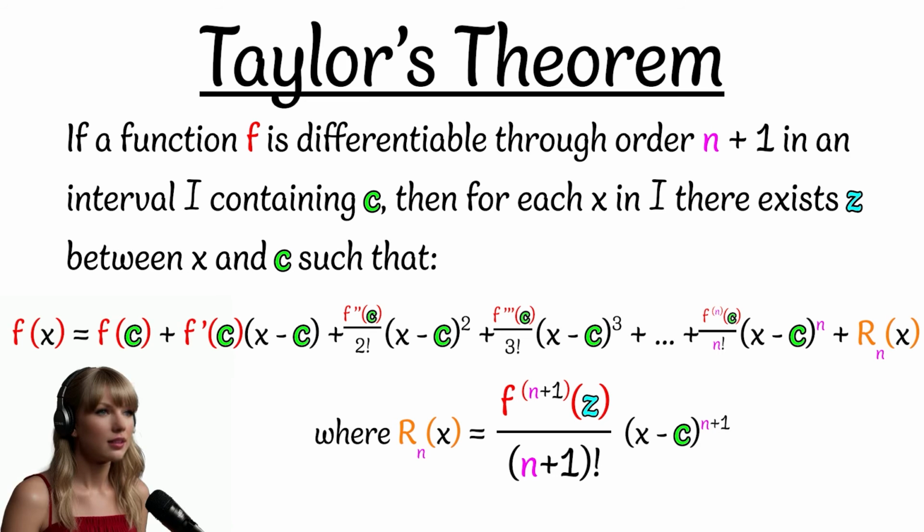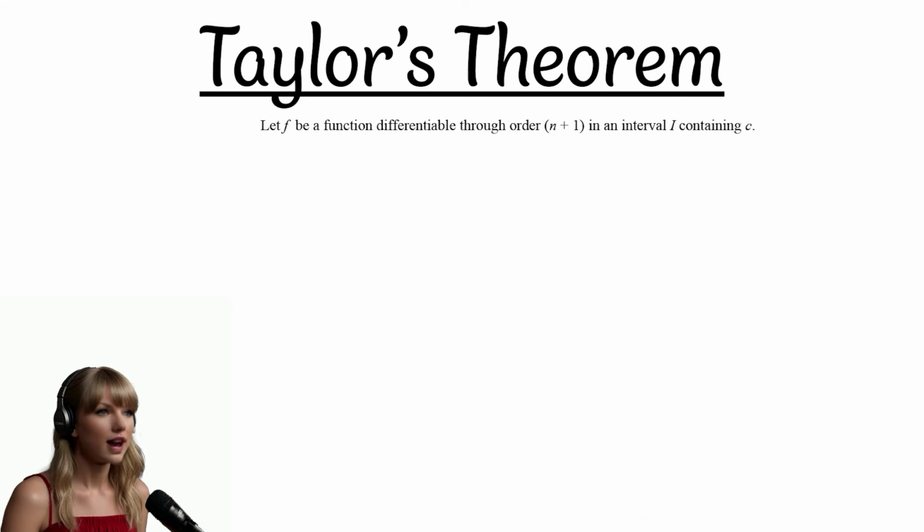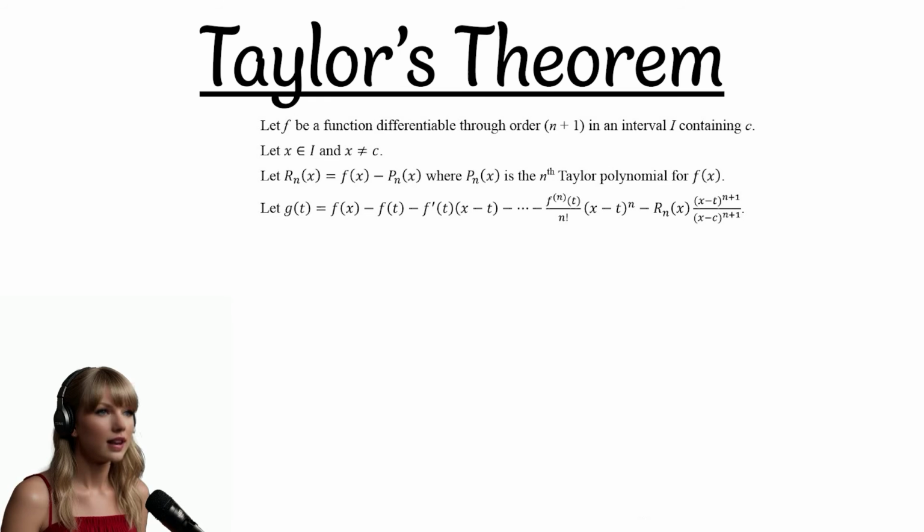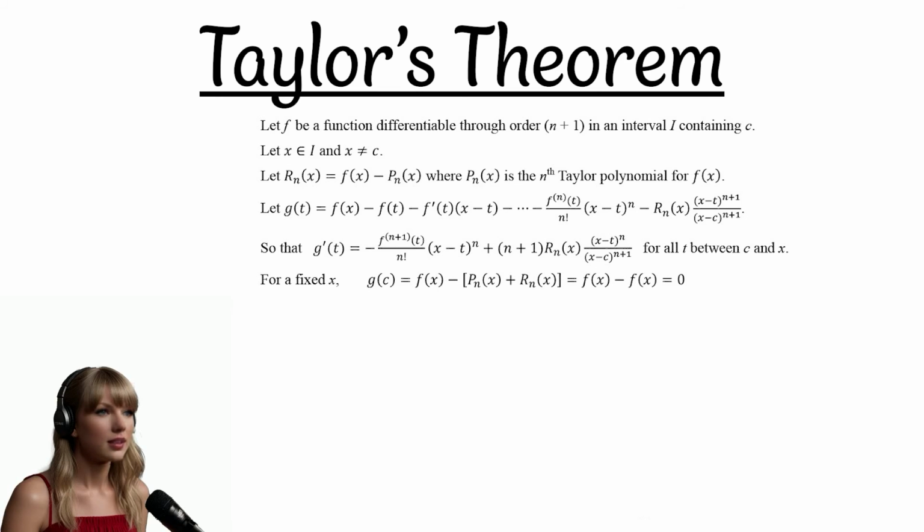Let's prove it. To find the remainder, assume x is in I and not equal to c. Define the remainder as the difference between the function and the nth Taylor polynomial approximation. Also, we will define g as a function of t, and the reason we're defining it that way is because differentiating with respect to t works out really nicely for all t between c and x. For a fixed x, g of c is 0 and g of x is also 0.